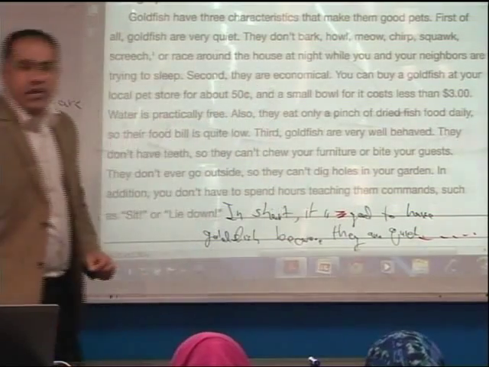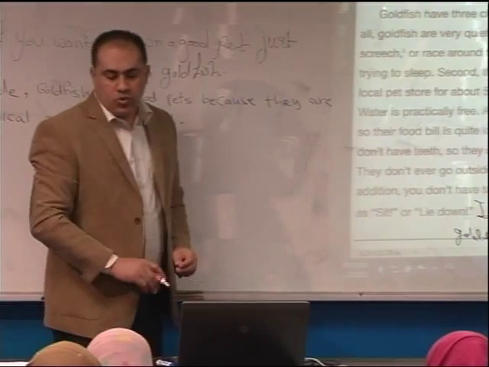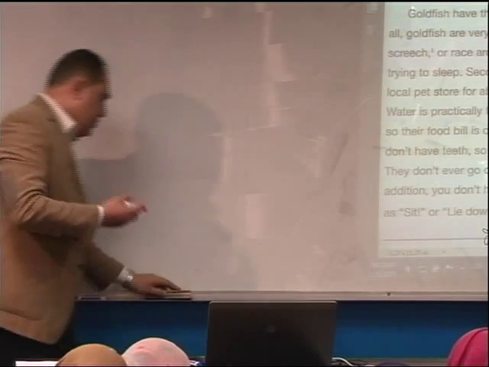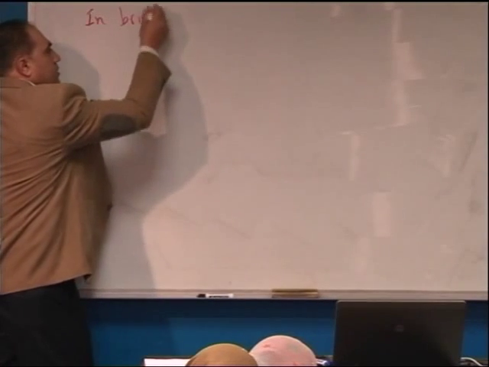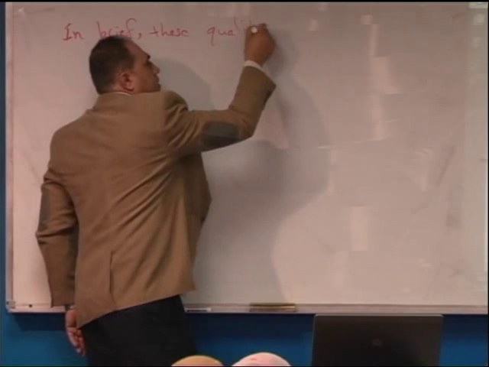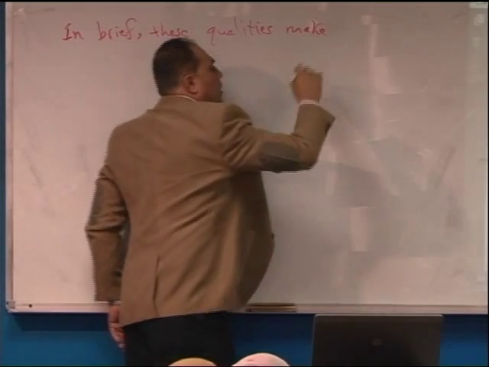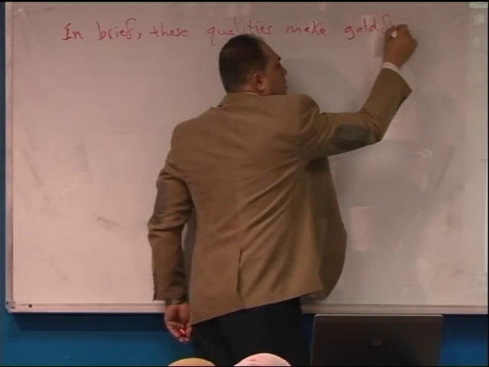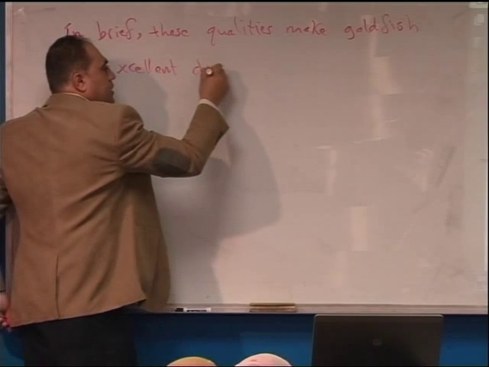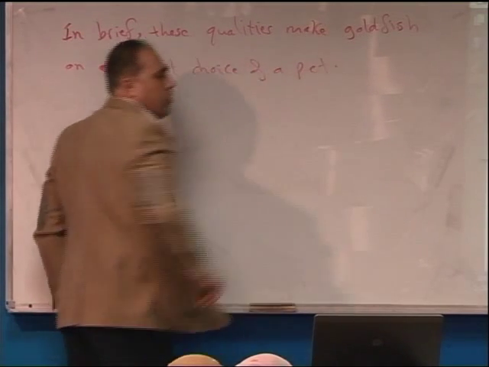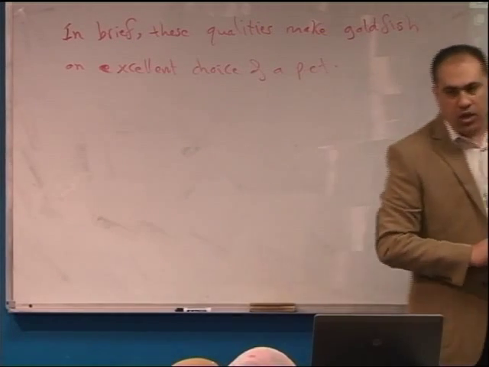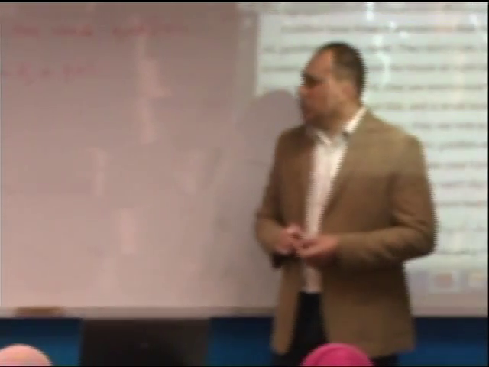And you can say it is a good thing to have a goldfish. My sentence would be something like this: In brief, these three qualities make goldfish an excellent choice of a pet. Or, for example, goldfish are a good choice, or make an excellent choice of pets.